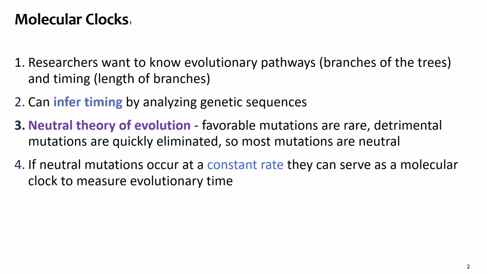So a molecular clock is basically using evolutionary changes at the sequence level to set a time frame for evolutionary events and evolutionary relationships. So researchers want to know how our different groups are related, and they also want to know when or how they branched off and how long it has been since those branch points. And we can infer that timing by looking at genetic sequences.